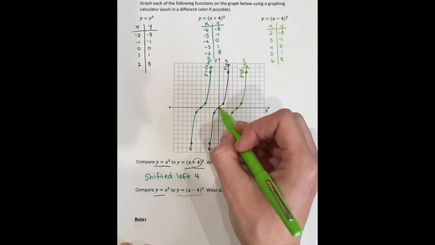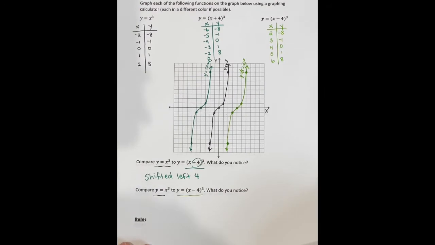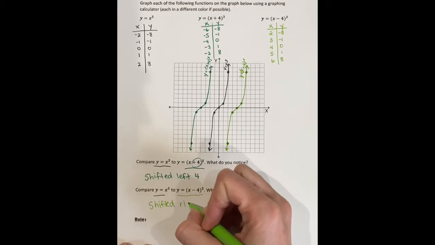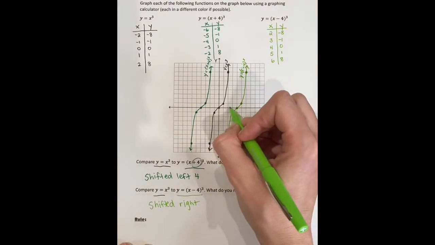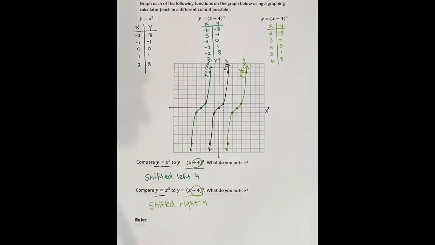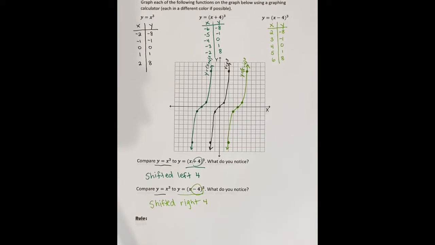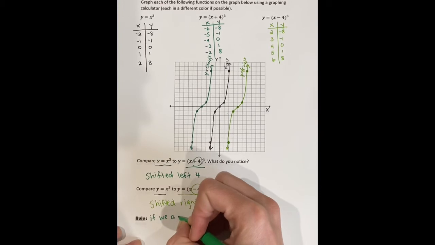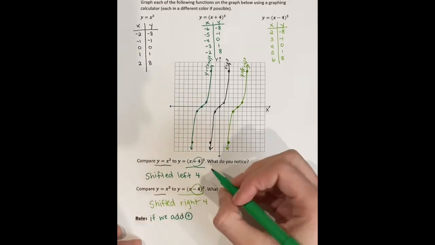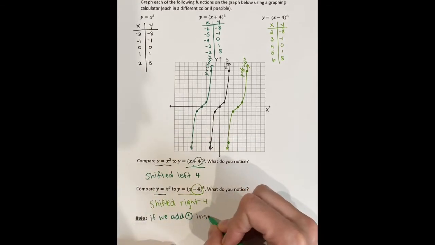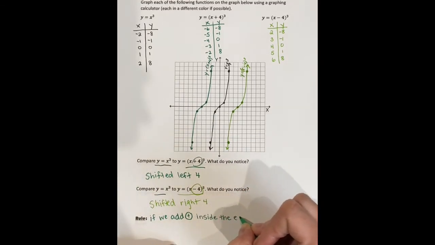So how does the x cubed compare to the x minus 4 cubed? Well, this one is shifted to the right. It shifted to the right 1, 2, 3, 4 units. And if we look at the equation, it has the minus 4 in the equation. So that's going to help us come up with our rule. Our rule is going to be if we add inside the equation, and notice this is inside before it's cubed, we are going to shift to the left.